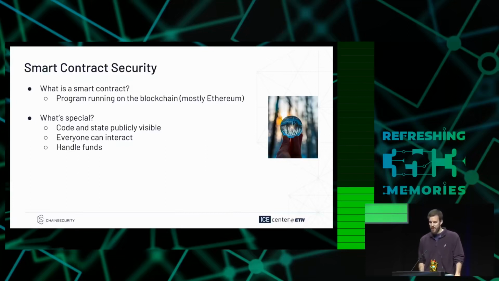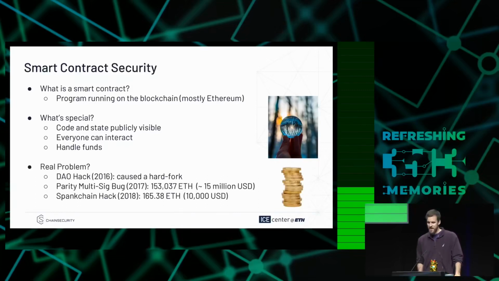So is this a real problem, or am I making this up? There have been sufficiently many big hacks. These numbers used to be a lot bigger, but now that the conversion rates dropped a little bit, the numbers don't look as impressive anymore, but you can definitely make some money if you know how to hack some smart contracts. So what can we do about it?